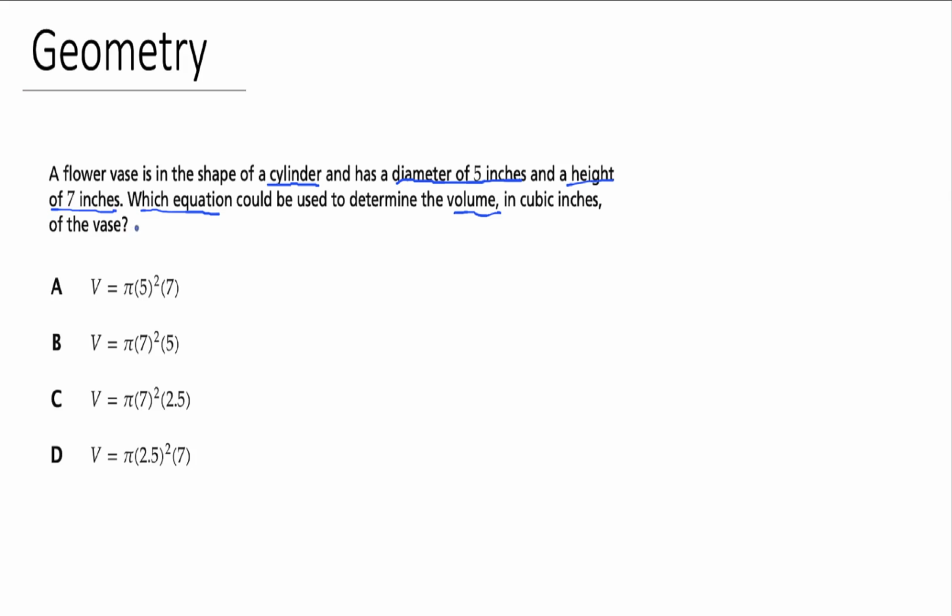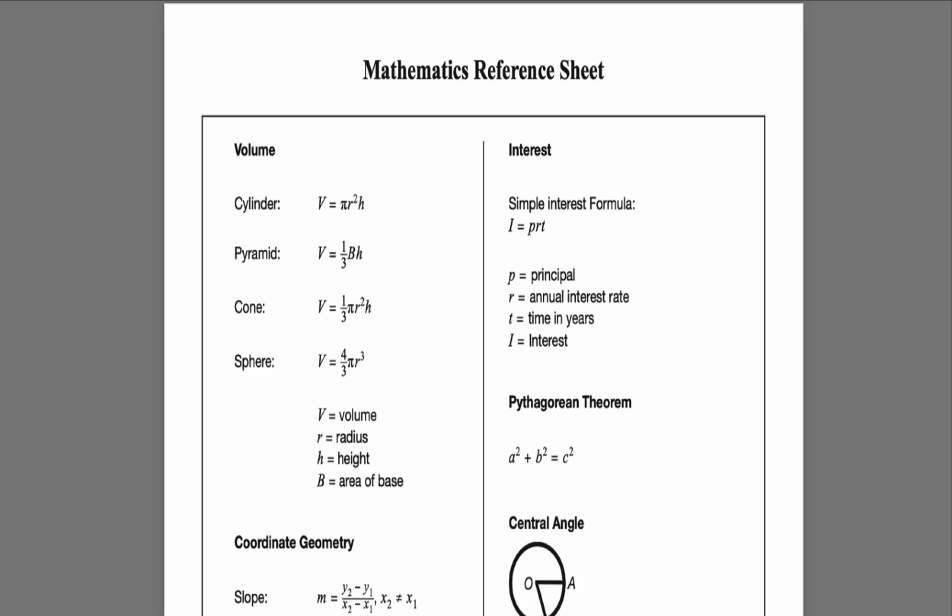Now, when you're on the TASC test and you see these words like cylinder and volume, the first thing I need you to do is go to your formula page if you have not memorized the formulas. They're going to give you the formula page, or what they call the reference sheet, and you need that. It's very important. So this is a snapshot of what I'm calling the formula page. It's called the mathematics reference sheet. And notice right here, this is the formula for finding the volume of a cylinder, and this is what we need: V equals pi r squared times height.